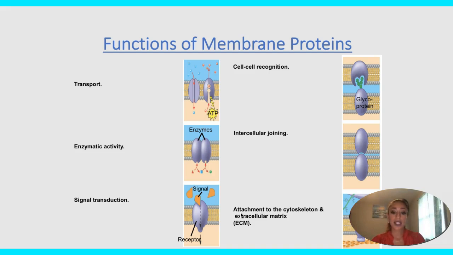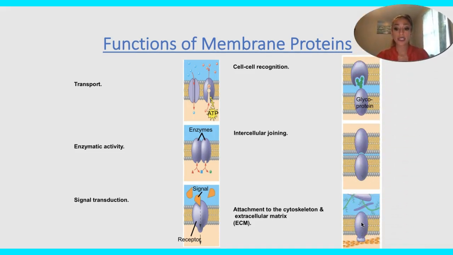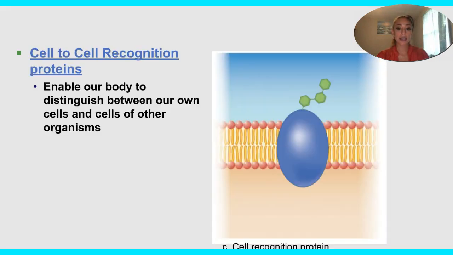Attachment to a cytoskeleton and to the extracellular matrix is also a function of proteins that can help with the structure and the formation to be maintained. So let's go ahead and take a look at these guys individually. The first one we're going to be looking at is the cell-to-cell recognition proteins.